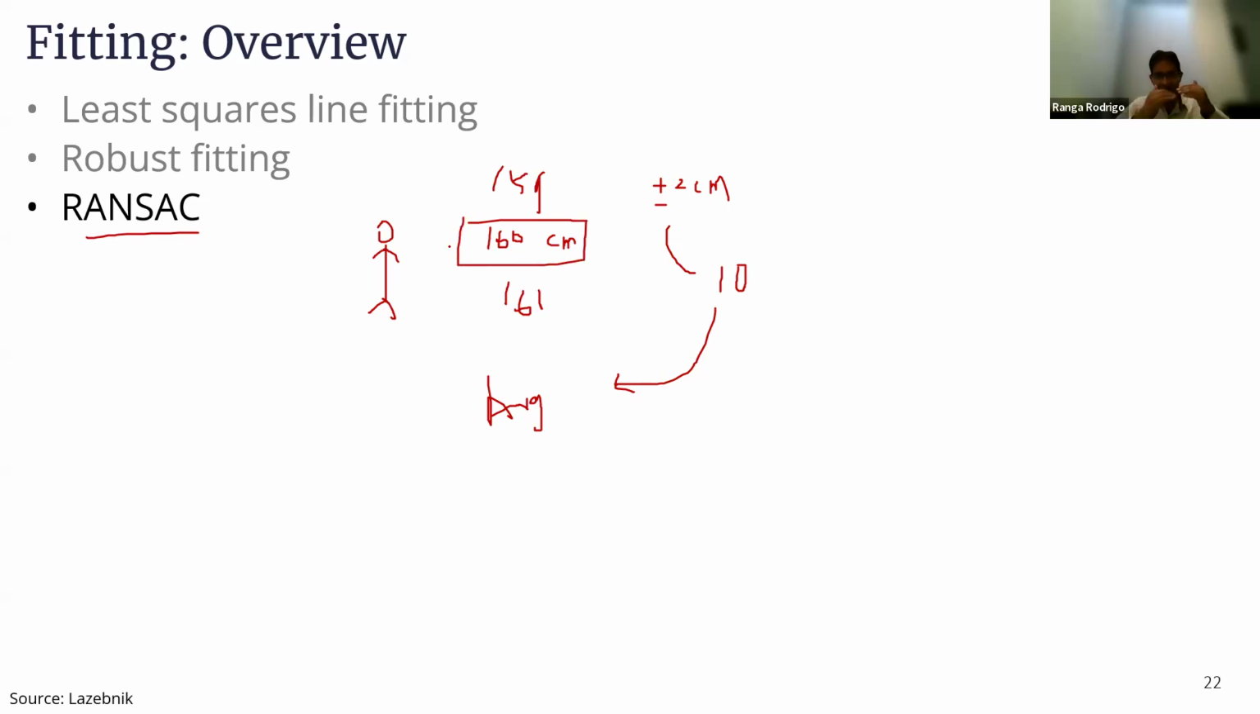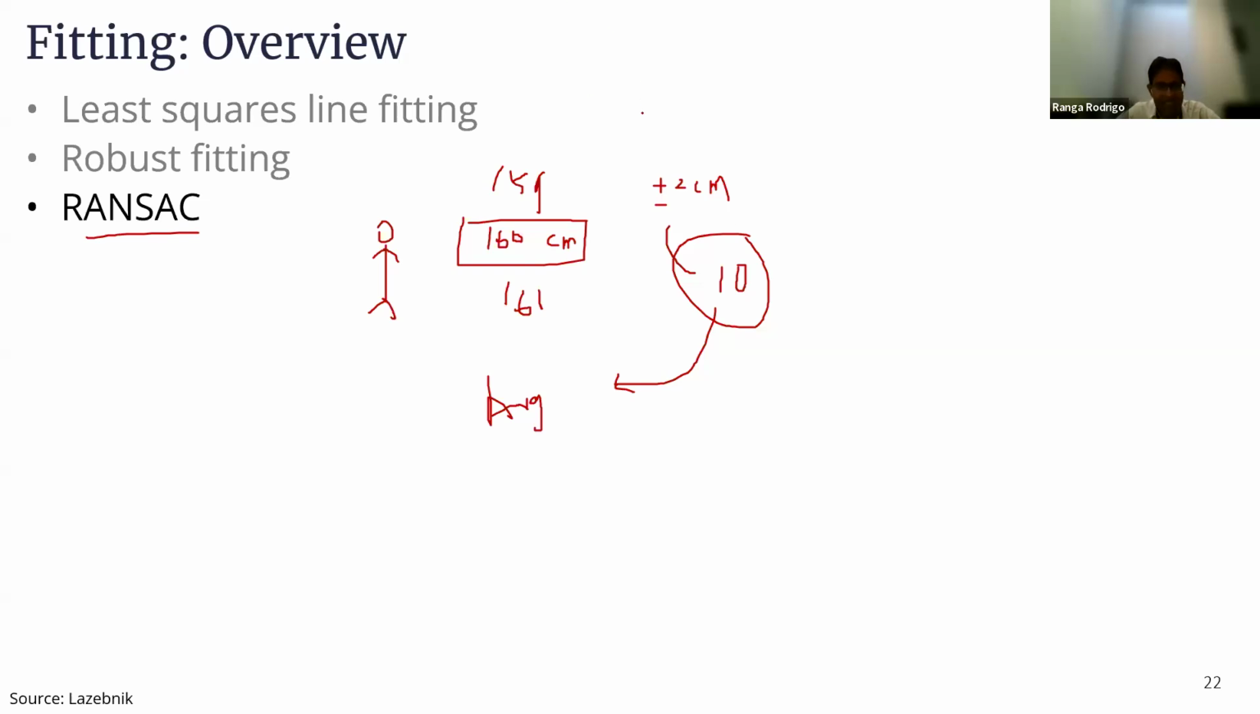So you can see, I randomly sample a person, and I get the consensus. How many people agree? That is called the consensus. If that consensus is large, I can take that as a correct sample, take the consensus and get the average.